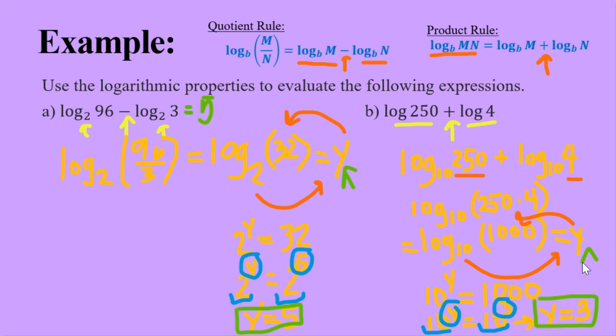So remember, we had set y equal to the equivalent expression of what we had here. So therefore, this expression must be equal to 3. So that's how we're able to apply those logarithmic rules, the quotient rule and product rule, to help us evaluate logarithmic expressions.